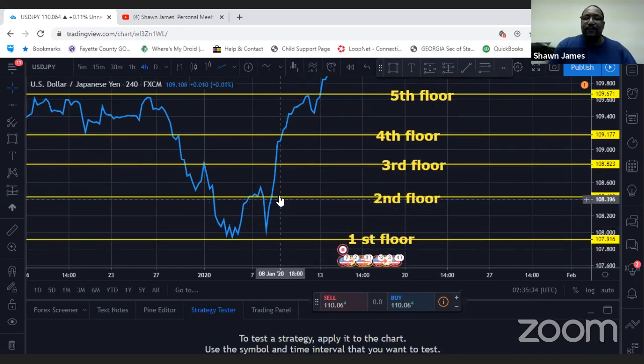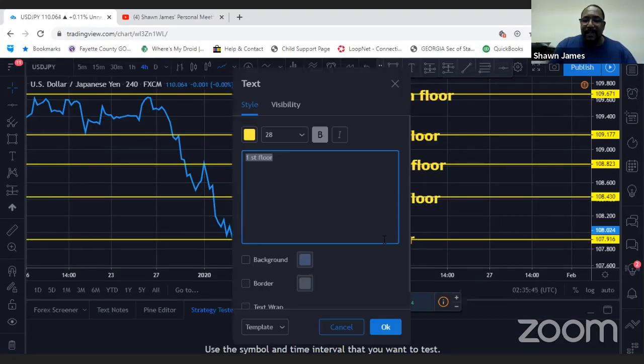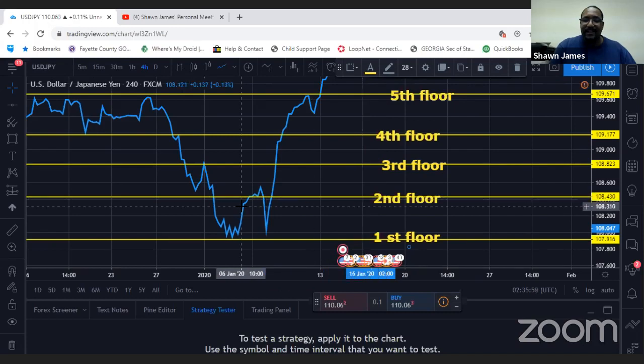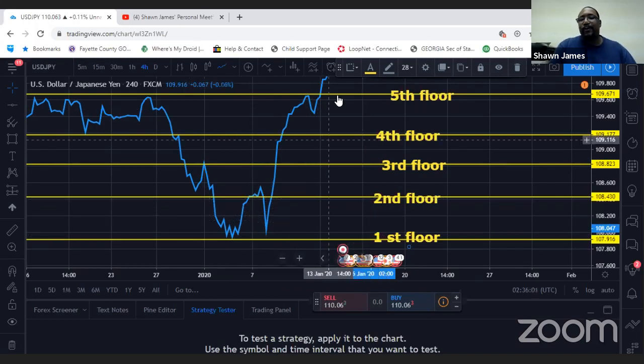But every time you break a floor, it changes from a support to a resistance or a resistance to a support. Just like a tenant in an apartment: if you're on the second floor, this is your bottom floor, but to the first floor person, this is their top floor. And that's all support and resistance is. You can change the words, support and resistance, to floor and ceiling. That's all these are, floors and ceilings. You're just trading in between floors and ceilings.